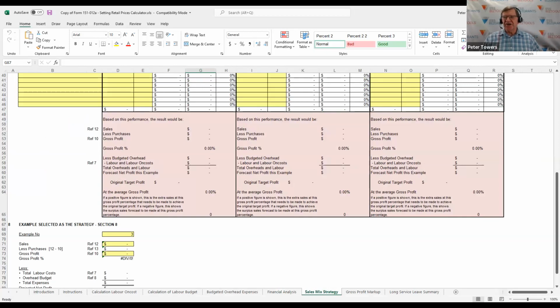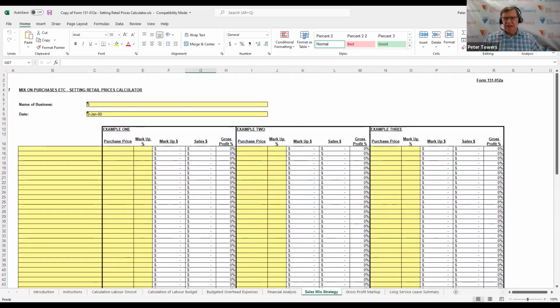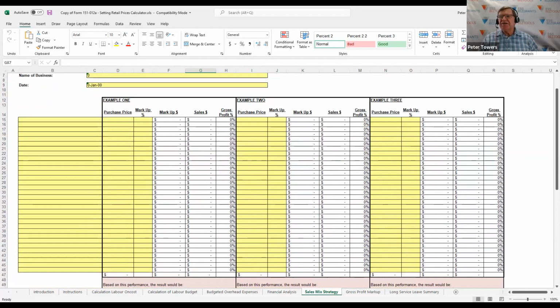I've now gone to the sales mix strategy. So how you would set this up is we have made provision here for 30 odd different departments. This was based on a retail business, supermarket. That's what I was trying to think of. If you want added departments, let us know and we'll amend the document to include them.